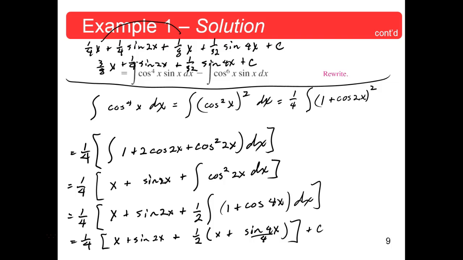So that's 3/8 x. I wrote it as 3/8 times x. Plus 1/4 sine 2x. They put sine 2x over 4. Plus sine 4x over 32, just like we have, plus c. Done. Any questions on that?